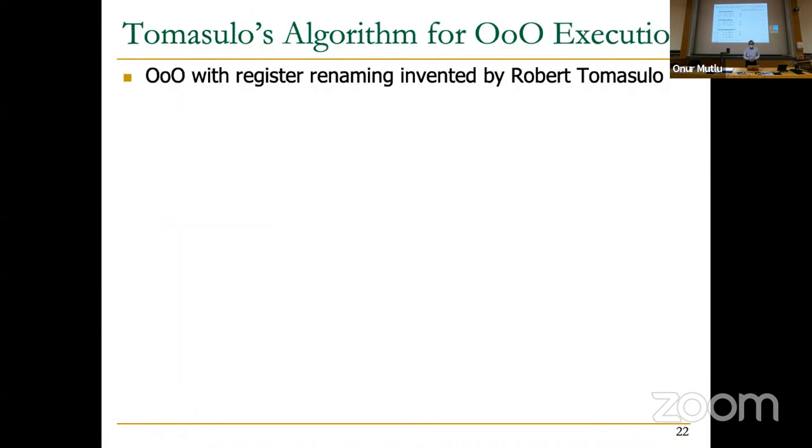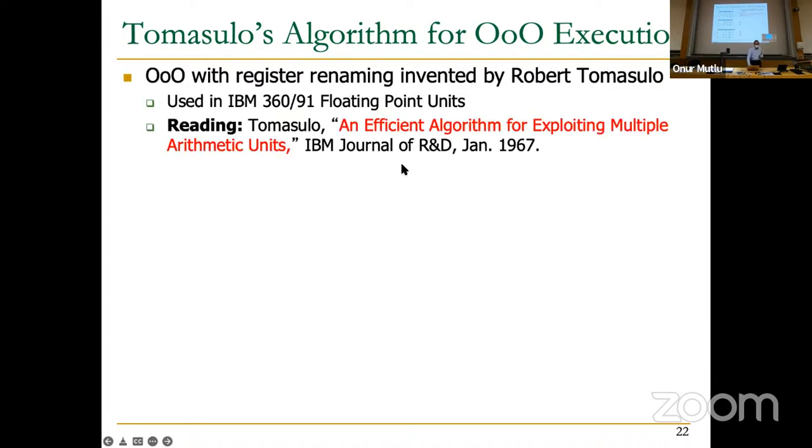Okay, so what I just described is a version of Tomasulo's algorithm. This out-of-order execution with register renaming was invented by Robert Tomasulo at IBM. The IBM 360/91 floating point units used this. And if you're really interested, I would recommend reading this paper. It's an old paper, so their terminology is a bit different. The major difference today is that when the IBM 360/91 was built, there were no precise exceptions on that machine. So there was out-of-order execution. It was high performance, but it was terrible to program.